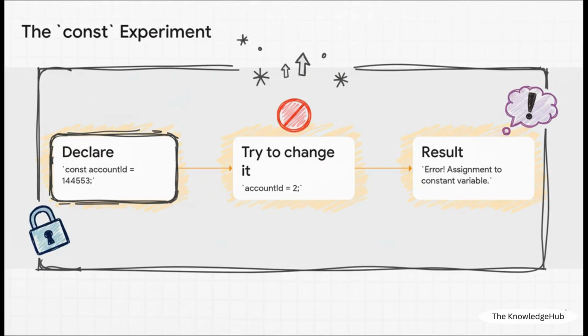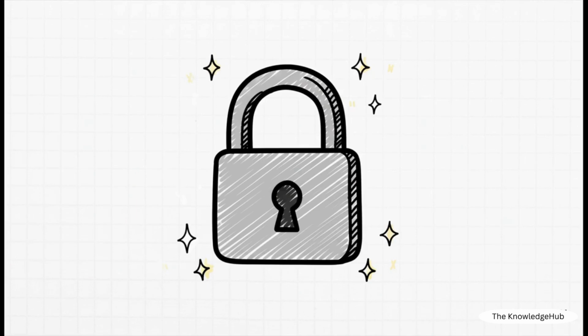So we create a variable called account ID and give it a value. Simple enough. But then, look, we immediately try to change it to something else. And what happens? Boom, error. The program literally stops us in our tracks. It's a hard nope. And that right there tells you everything you need to know about const. It is short for constant, and it means once you set a value, it is locked in. It cannot be changed. This is absolutely perfect for something like a user's account ID, right? You would never, ever want that to change by accident.